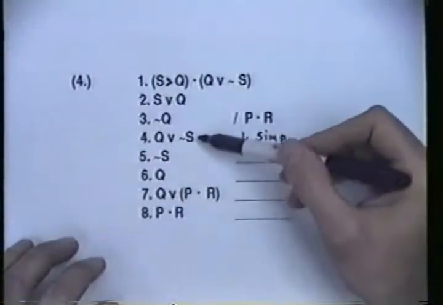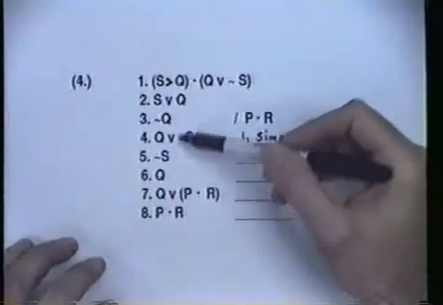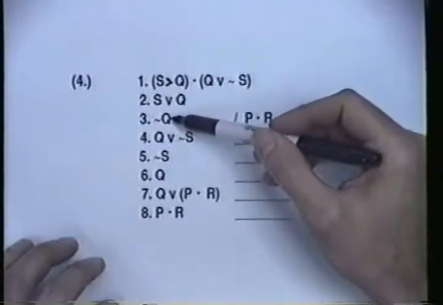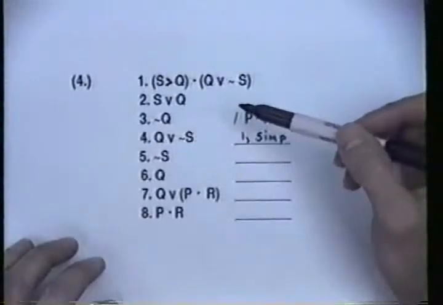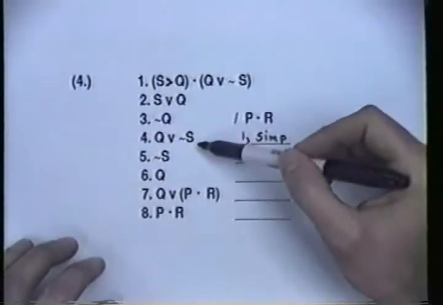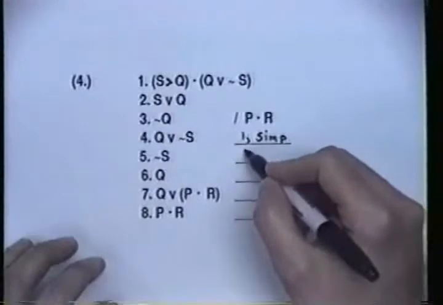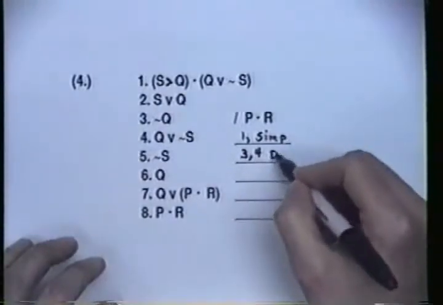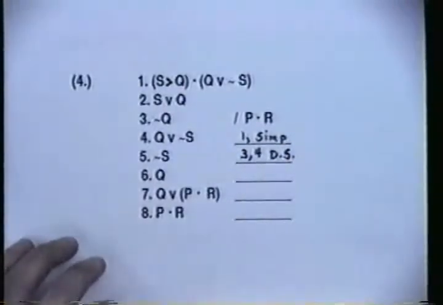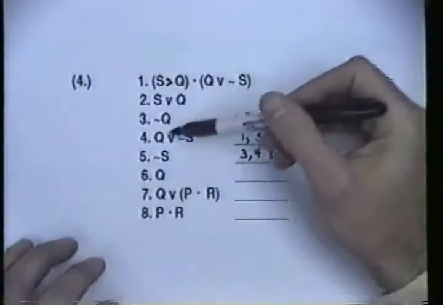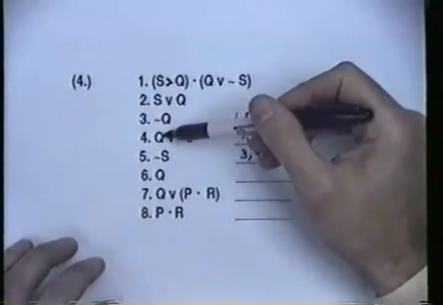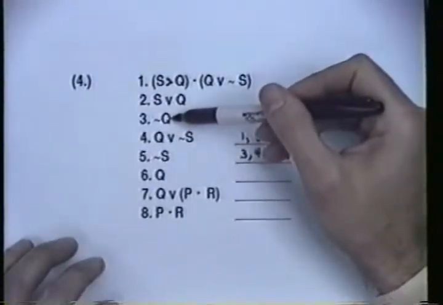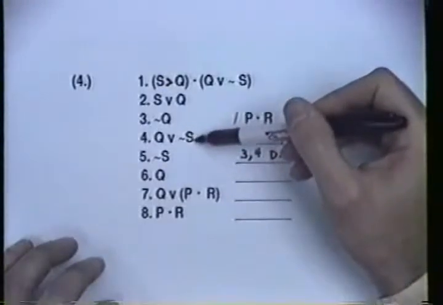Notice that we can now use line 4 in our attempt to get not S, and that's in fact what we are going to use along with line 3. Line 3, you'll see, negates the one disjunct of line 4, and therefore we can infer not S by disjunctive syllogism, 3 and 4, because if this disjunction is true, and we know that one of its disjuncts, the Q, is not true, that's what 3 tells us, then we know that not S must be true.